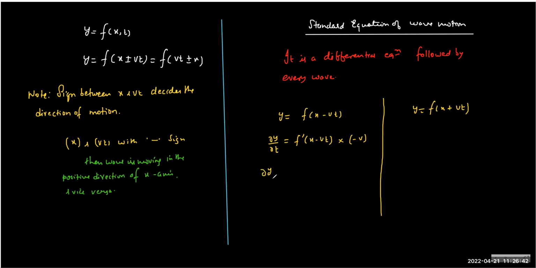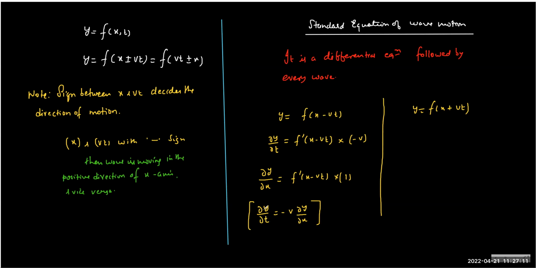Now if we try to differentiate with respect to x, what will we get? f dash of x minus vt, and then if you differentiate the argument of the function, it will give you 1, because x differentiation is 1. So if you compare these two equations, you can clearly see that del y by del t is minus v del y by del x. This is what you can see.